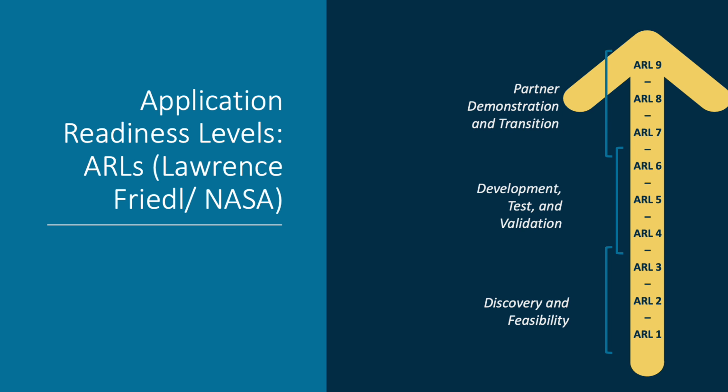These were developed to generalize the TRLs so that they could be used for technology beyond spaceflight and with industry partners. They also have 9 levels and 3 clearly developed phases: the discovery and feasibility phase, the development, testing, and validation phase, and the partner demonstration and transition phase.